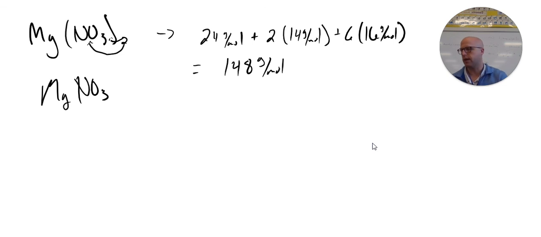All right, and this will also be good to help kind of introduce us back into mole calculations. It's been a little bit since we've done those, but they are rather important.